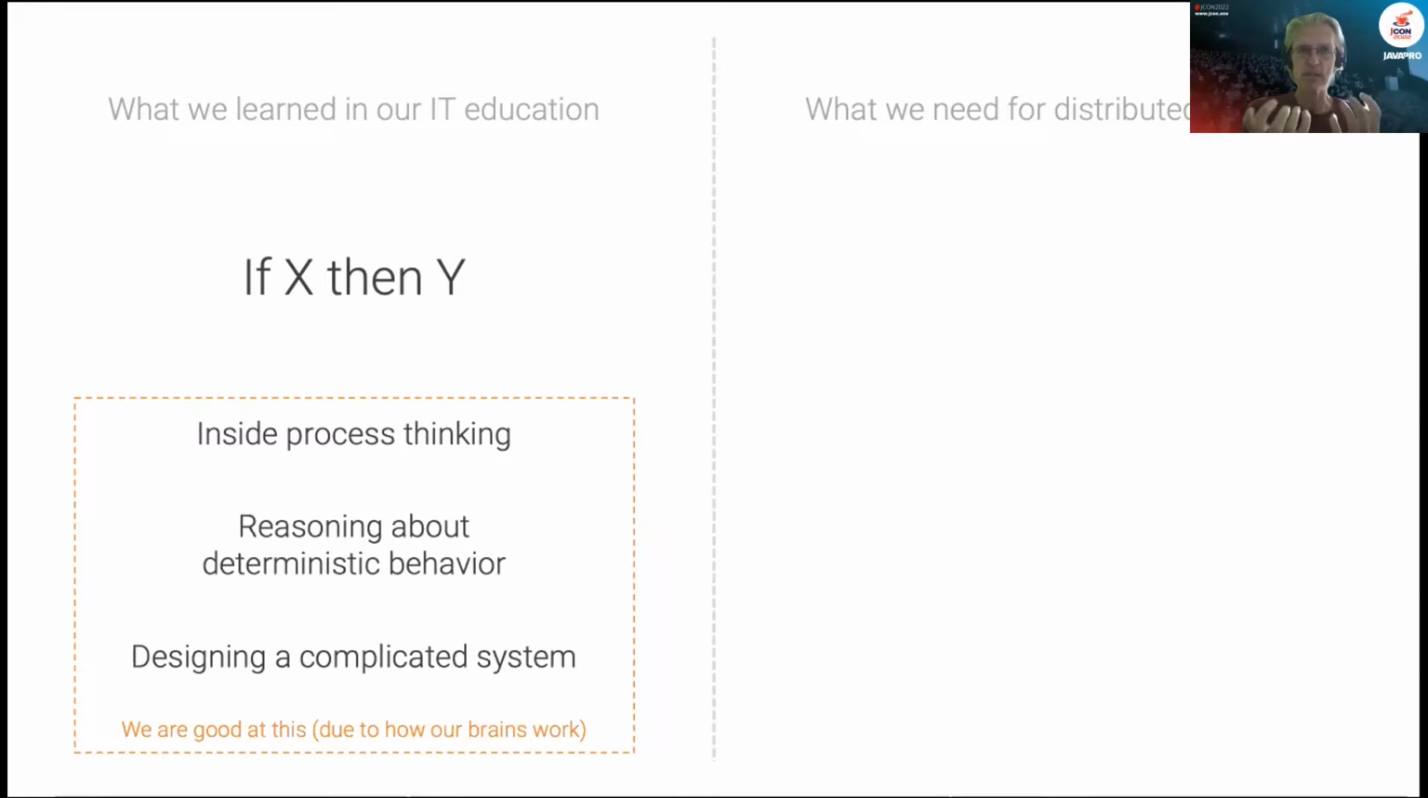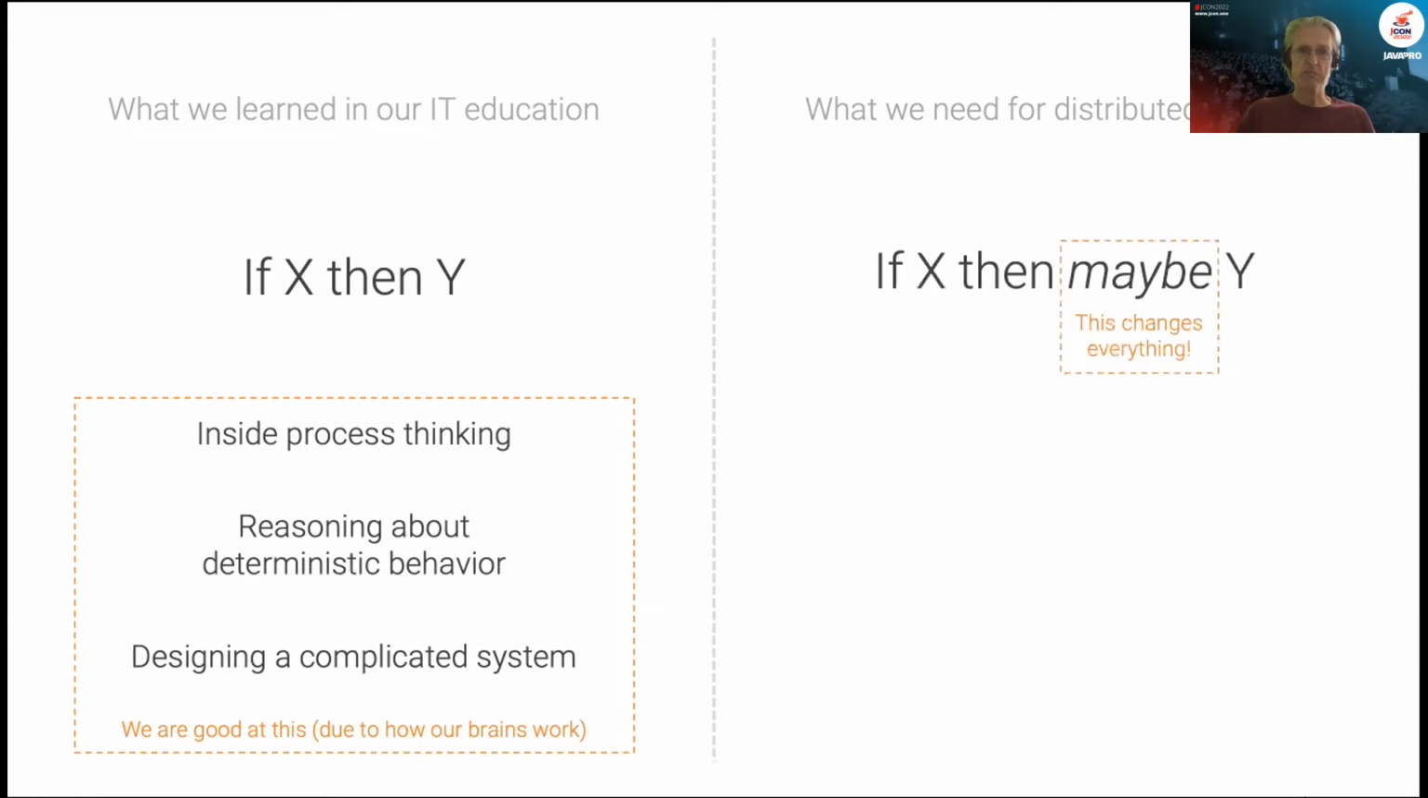So this reasoning about deterministic behavior is what we learn in computer science. It's what we learn in our code courses, in our katas, everywhere, and in designing a deterministic system. And it's important that we know how to do that. And the good thing is that our brain also supports it quite well. So we are quite good at doing that. The problem is distributed systems are a little bit different. So if X, then maybe Y. It can happen, or maybe not, or maybe it's not exactly the same thing. And we don't know exactly upfront, and there's a bit of probability in here that it can go wrong, and all these things.